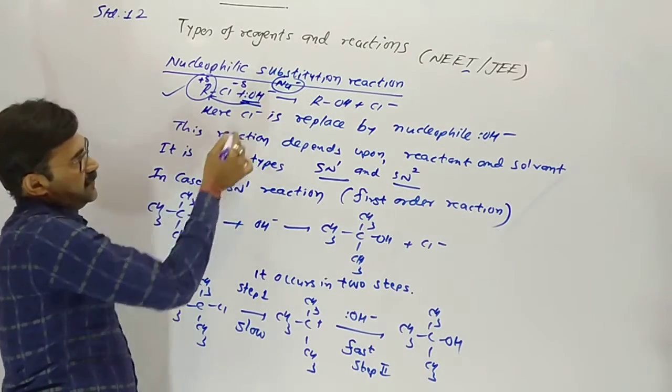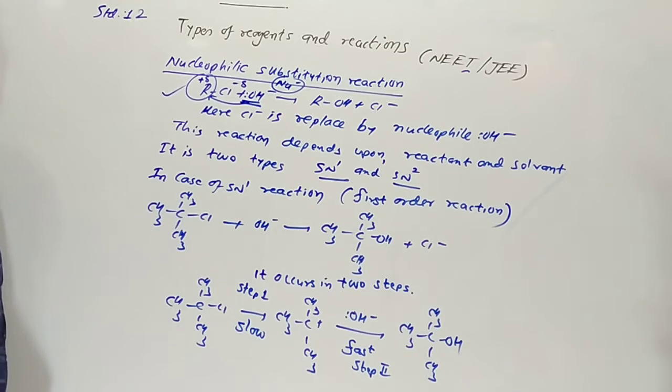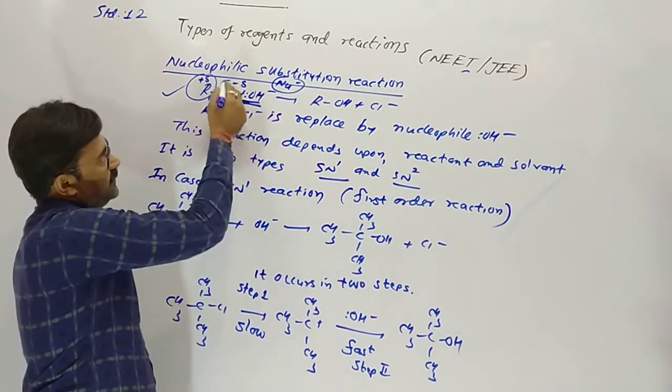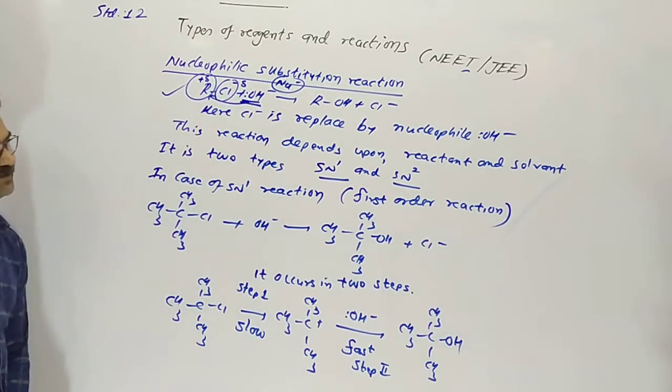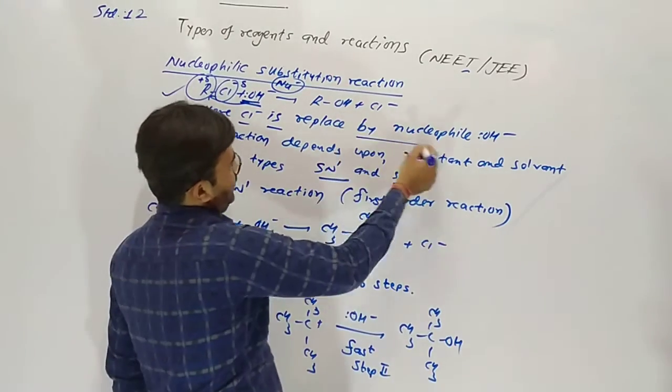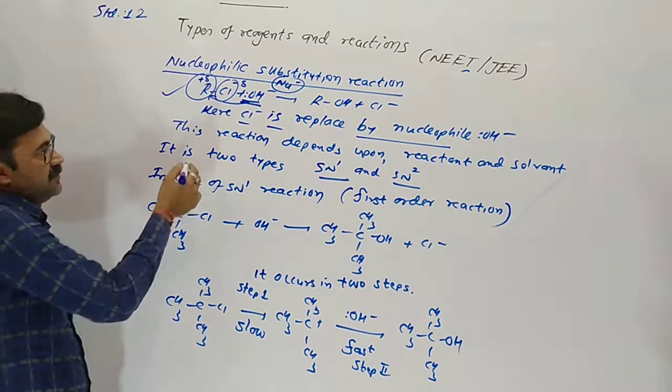So OH is the nucleophile, and this reaction is called nucleophilic substitution reaction. The chlorine is removed, OH is added. Here chloride is replaced by the nucleophile OH minus.